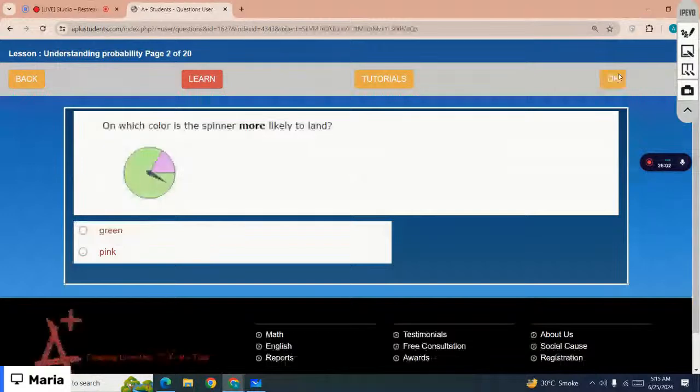On which color is the spinner more likely to land? Which is the correct option? The correct option is it will be more likely to land on green. The correct option is green.